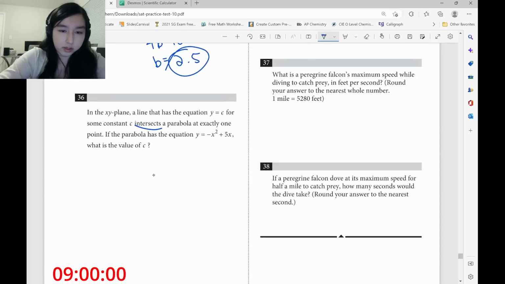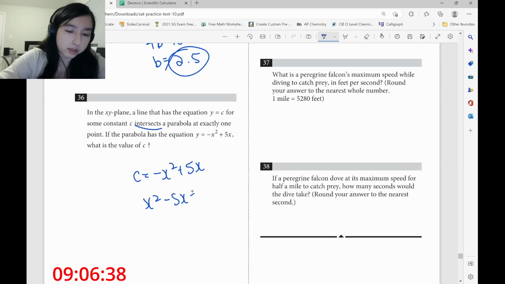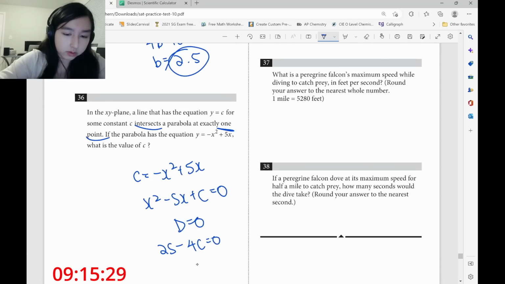Alright, we're talking about intersections, so equate them to each other first. And then x squared minus 5x plus c is equal to 0. 1 point. Discriminant equals 0. 25 minus 4c equals 0. C equals 25 over 4.